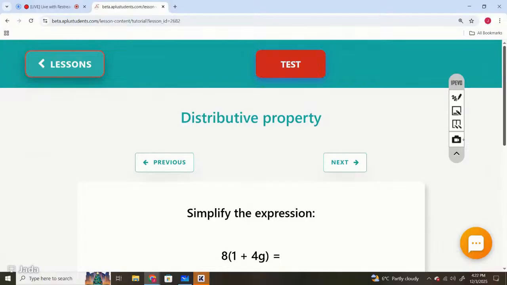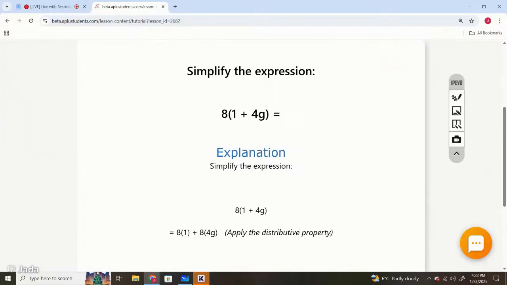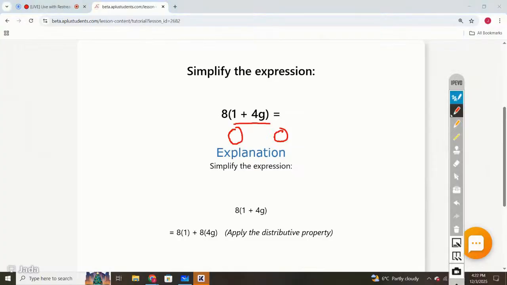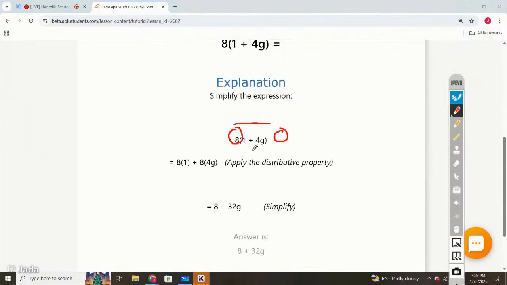Simplify the expression 8 times (1 plus 4g). So basically we need to apply the distributive property over here. Distributive property means 8 is multiplying to everything that is inside the bracket, right? You need to do 8 times 1, and then the addition sign, then 8 times 4g, that is 8 plus 32g.